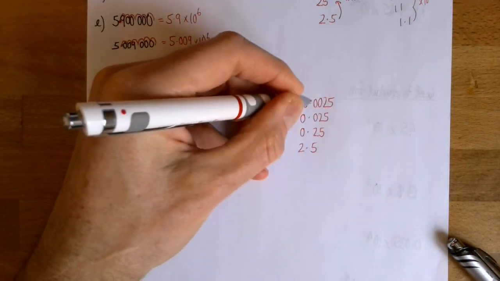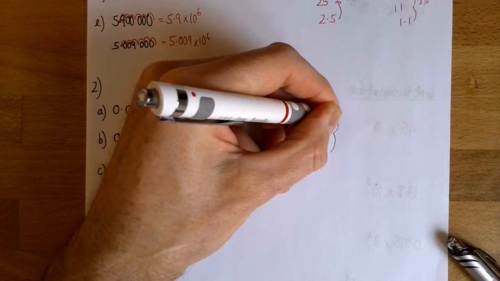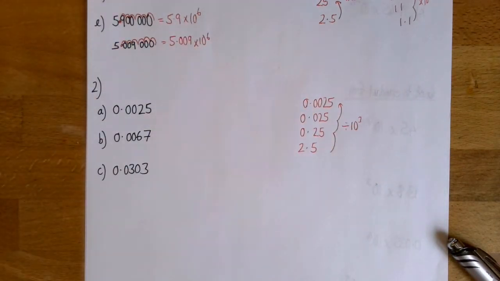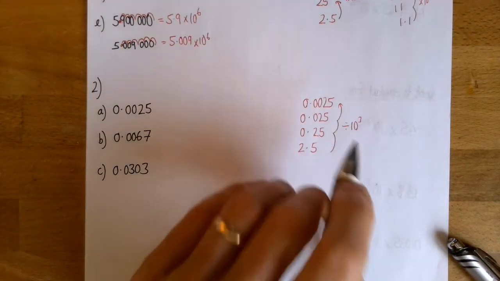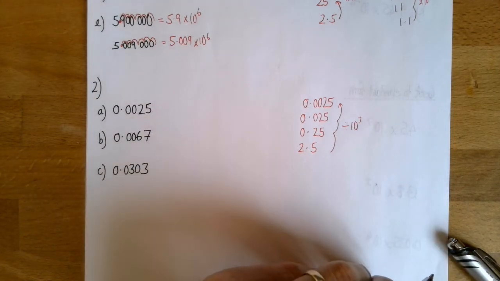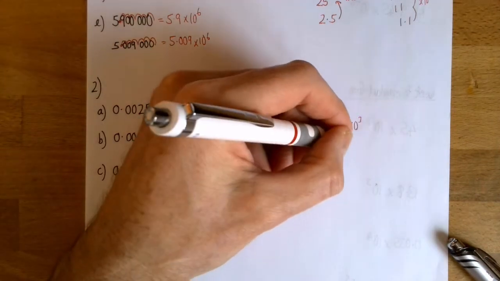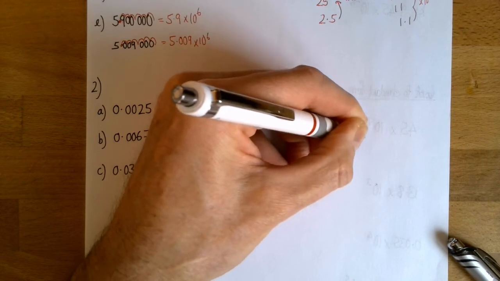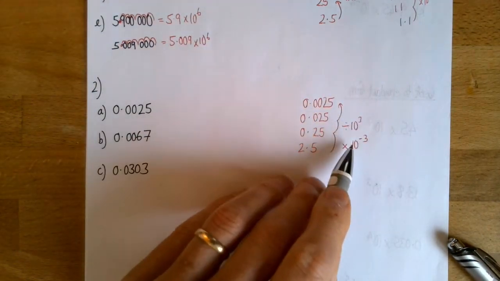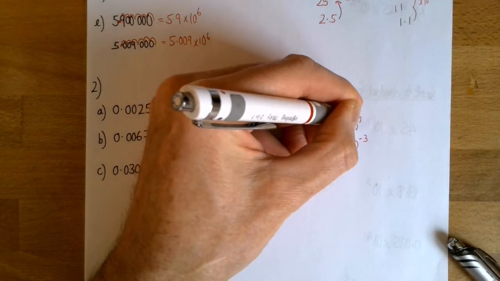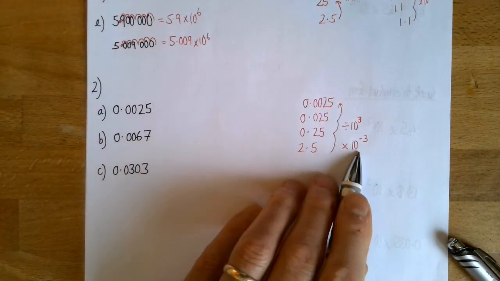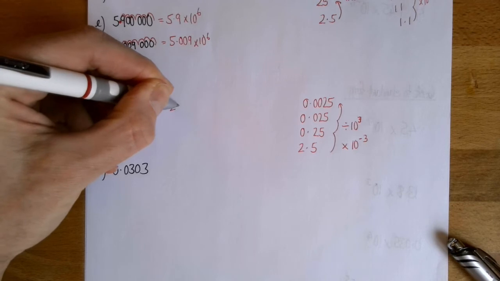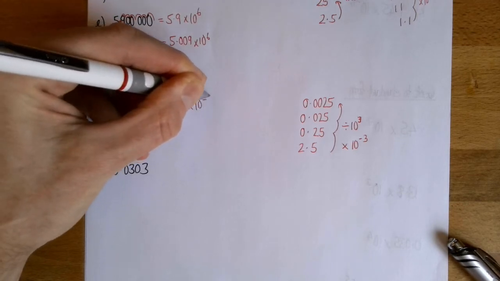And to get back from there to the number I started with, I've got to divide by 10 3 times. Divide by 10 cubed. But standard form asks us to multiply by a power of 10, not divide by a power of 10. And so this is where we need to remember that another way of writing that is to say multiply by 10 to the power of minus 3. These two things are synonymous. They mean the same thing. Dividing by 10 cubed is the same as multiplying by 10 to the power of minus 3. So this number here is 2.5 times 10 to the minus 3.